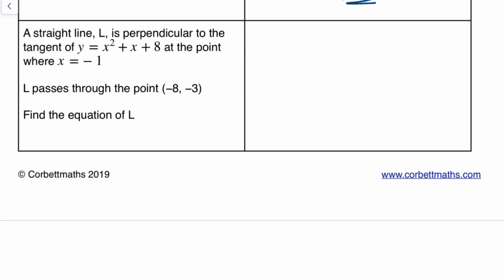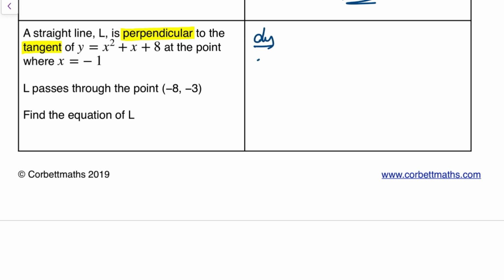Next one. A straight line L2 is perpendicular. Again, I'm going to get my highlighter out. So perpendicular to the tangent, right? So in other words, the normal of this here at this point. L passes through. Okay, so basically it's find the gradient, find the point. So let's start by finding the, what do I want to do? So tangent at the point x equals 1. So I need the gradient of the tangent, don't I?